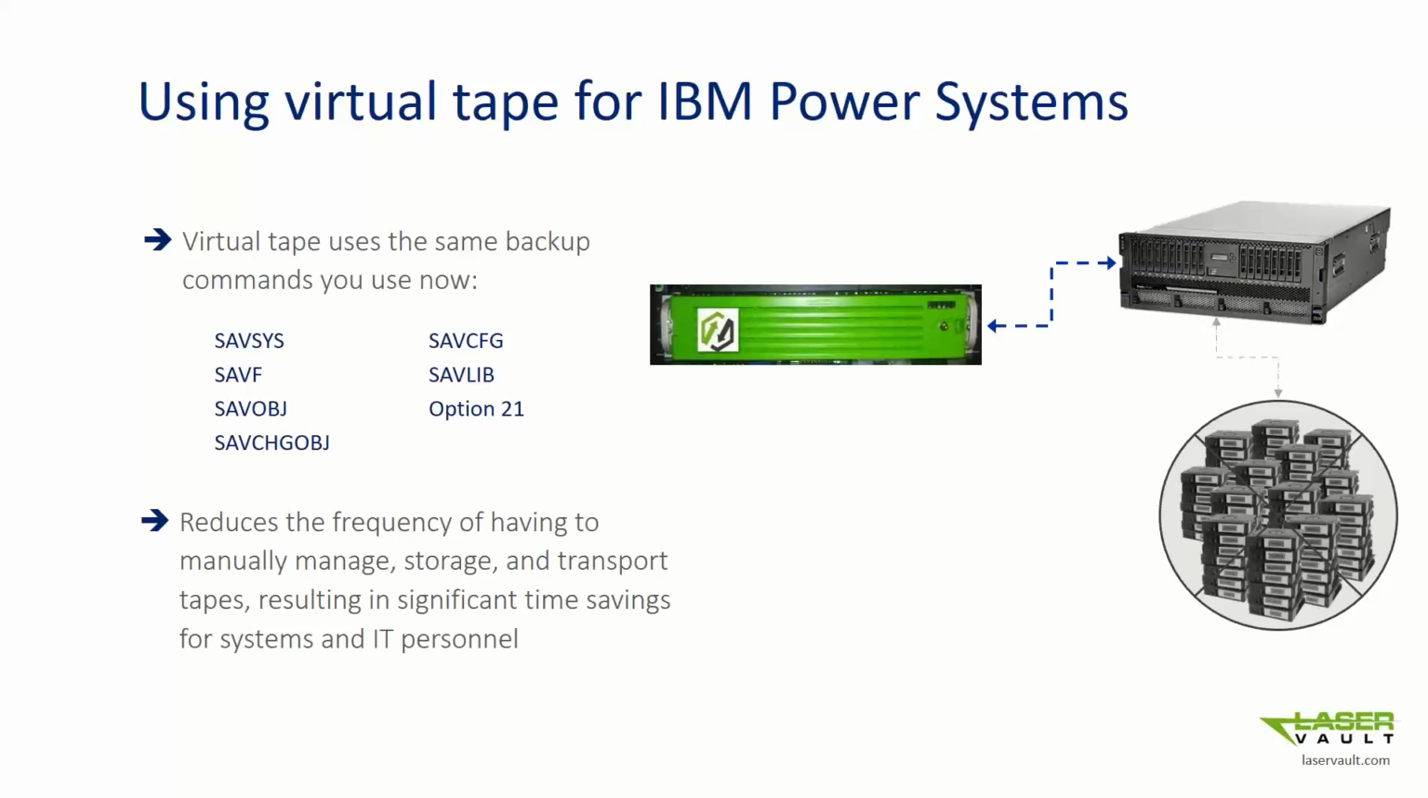So virtual tape allows you to use all the GO SAVE commands, including option 21, which is your full system restricted state save. So no different than using tape, and those backups are pretty important to be able to handle those option 21 saves, specifically for needing to recover a system from bare metal.